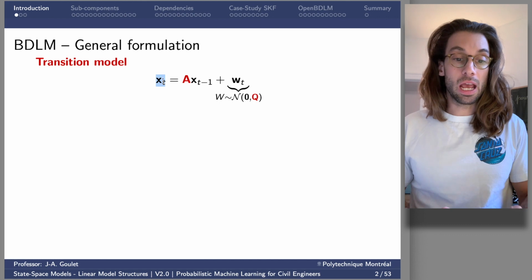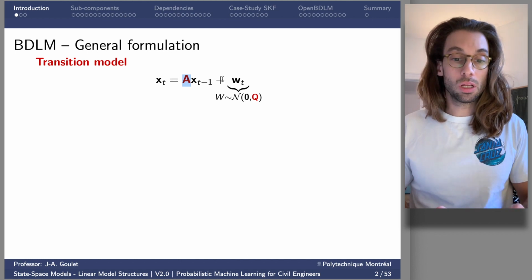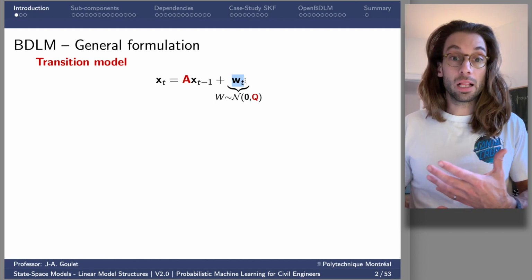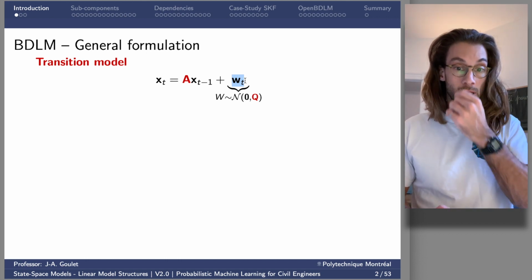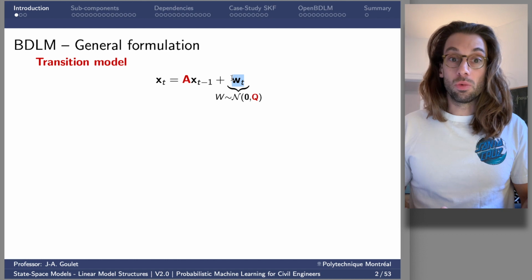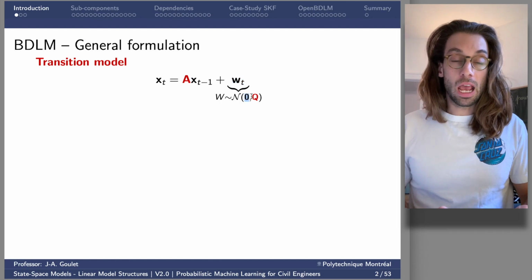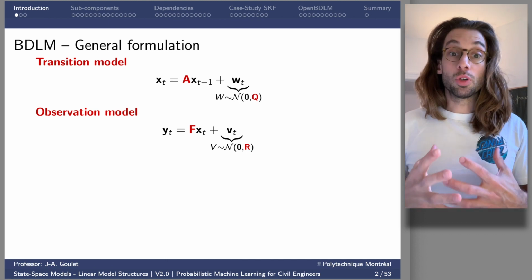And this is obtained by x_t equals A times x_{t-1}, where A is a matrix containing deterministic coefficients, plus w, where w here is the error term. It's there to characterize the fact that reality might not be exactly described by this linear model formulation. And here we assume that w is a realization from a Gaussian random variable, which has zero mean and covariance matrix Q, okay?